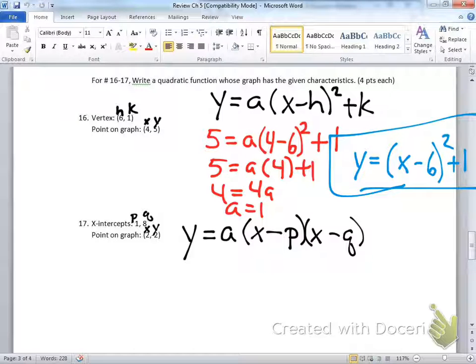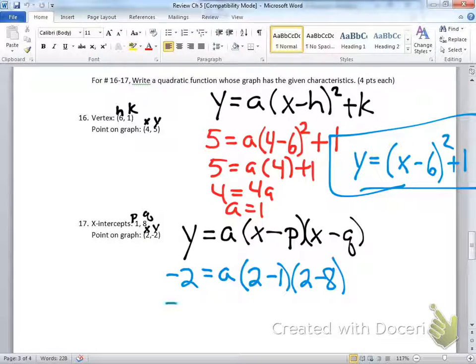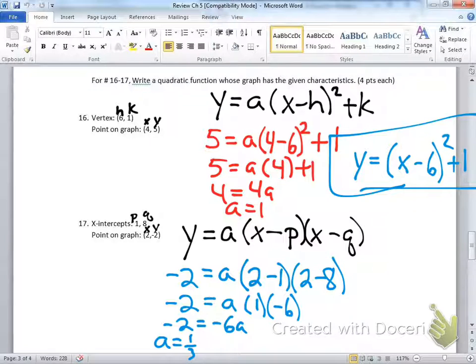Same thing on the next one. So is that a negative 2? I covered it up. Yep. So negative 2 equals A times 2 minus 1 and 2 minus 8. So I'm getting A equals 1/3. So it'd be Y equals 1/3 times X minus 1 times X minus 8.